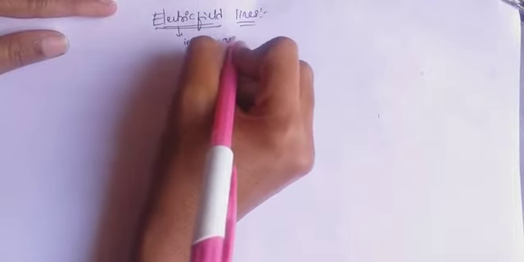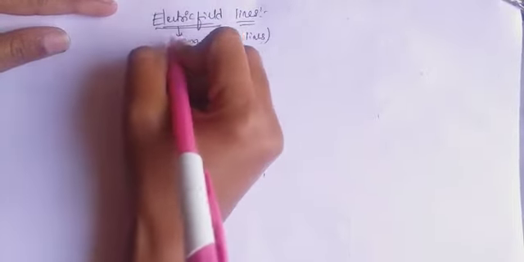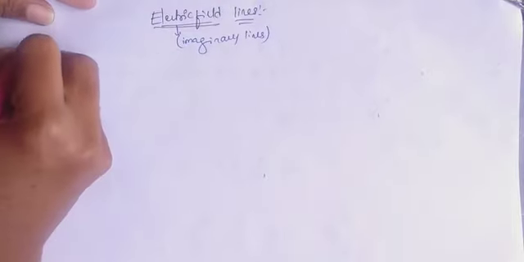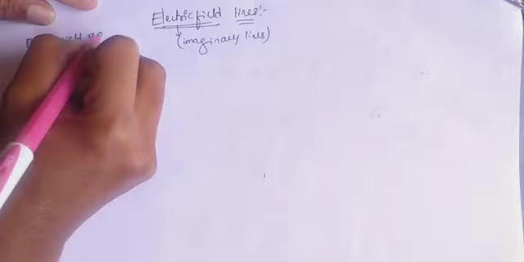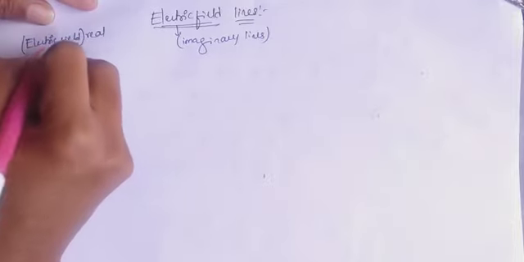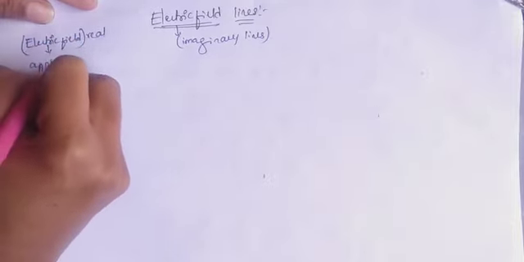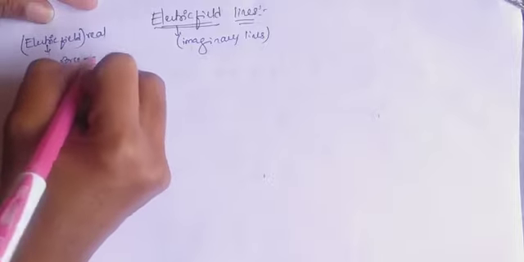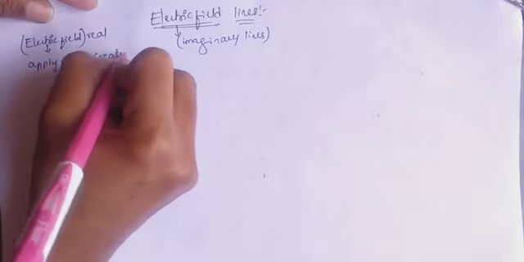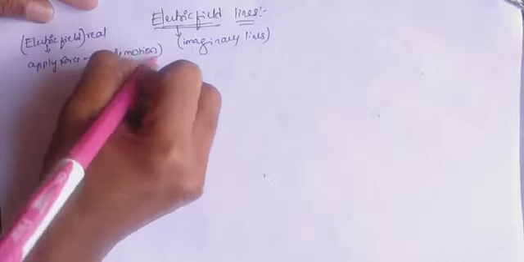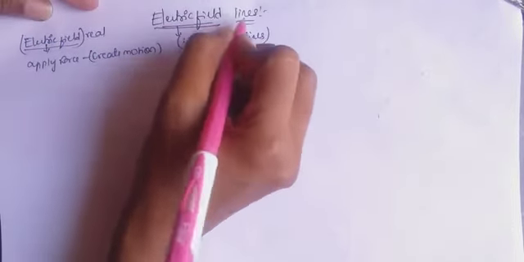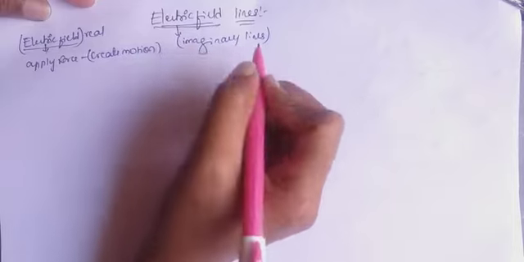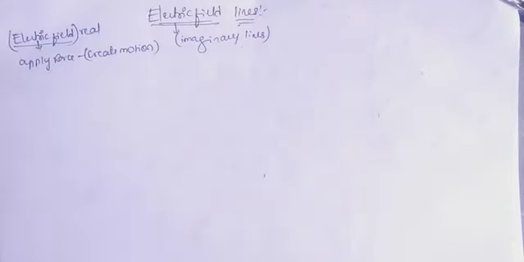Here the electric field is the real one, because a real field can apply force and create motion in a body. That's why the electric field is real, but electric field lines are imaginary lines, which are used to represent the electric field.